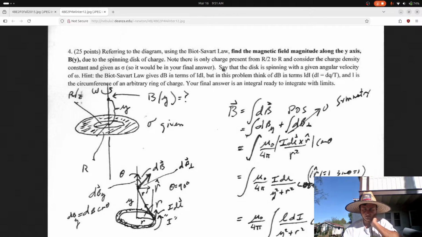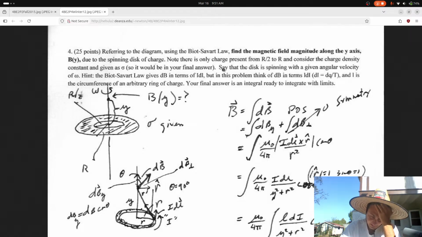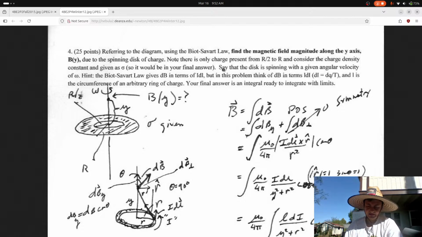And what we want to do is leave that unevaluated. So now we want L dI, which is equal to 2 pi r. We're adding back in that 2 pi r. So L dI is equal to 2 pi sigma omega r squared dr. And now we need to cross with r hat. But for a ring, what is r hat?